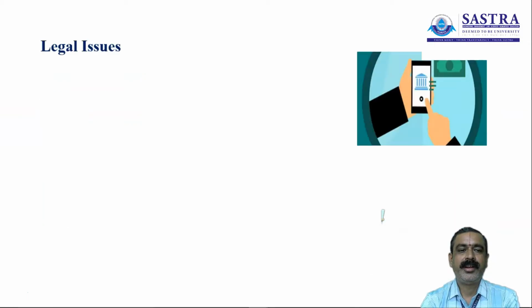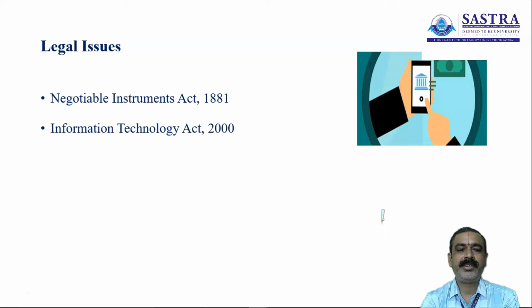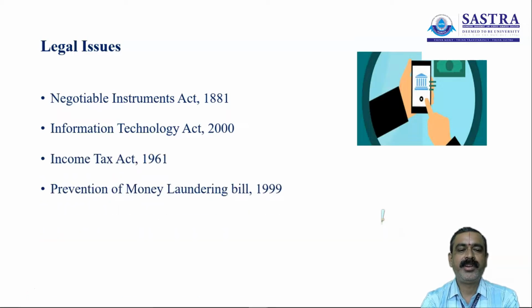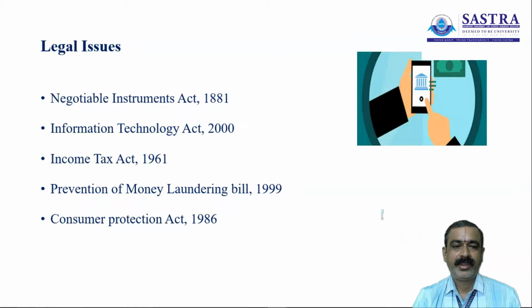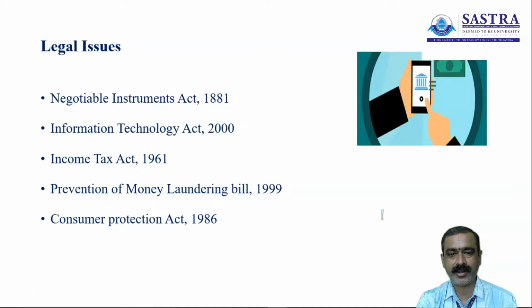Right? Let's see. Negotiable Instruments Act 1881, the Information Technology Act 2000, the Income Tax Act 1961, the Prevention of Money Laundering Bill 1999, Consumer Protection Act 1986. Understand this? Let's see one by one the contents of these acts and how these legal issues are faced by the banks and how far these are all overcome by the banks and so on.